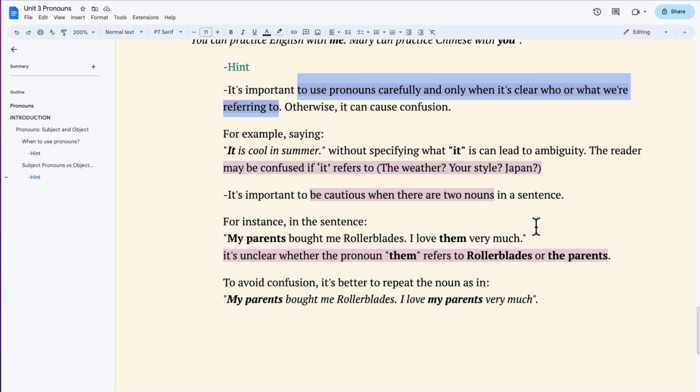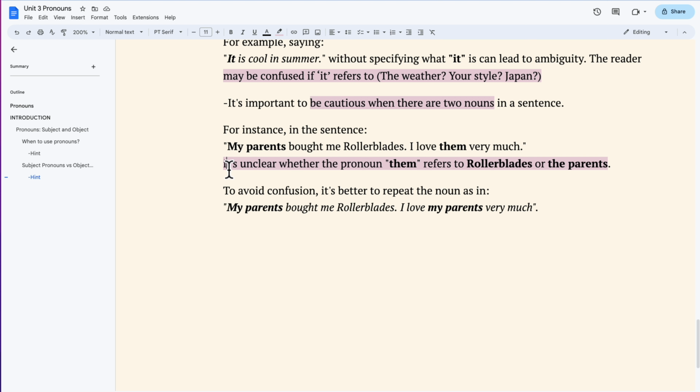Besides, be cautious when there are two nouns in a sentence. For example, in the sentence, my parents bought me rollerblades. I love them very much. It's unclear whether them refers to rollerblades or the parents. To avoid confusion, it's better to repeat the noun as in, my parents bought me rollerblades. I love my parents very much. By keeping these tips in mind and using pronouns effectively, we can enhance our communication skills and improve our fluency in English.